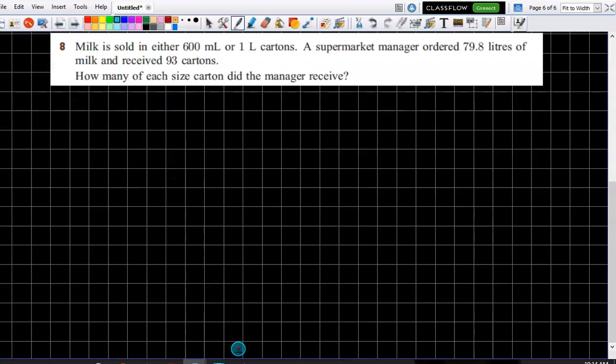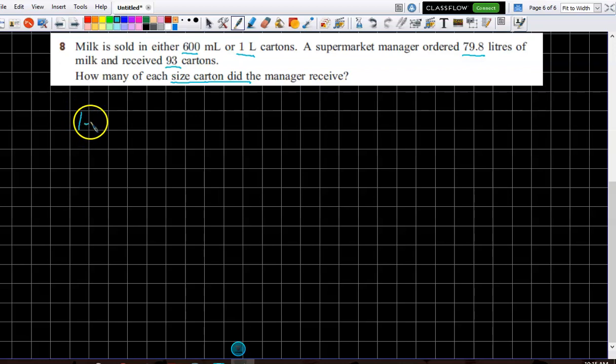Not us. Milk is sold in either 600 mils or 1 litre cartons. A supermarket manager ordered 79.8 litres of milk and received 93 cartons. So here we go, because we've got lots of information, lots of numbers everywhere. So what are we meant to let X and Y be? It's in the last line. How many of each size carton does the manager receive?